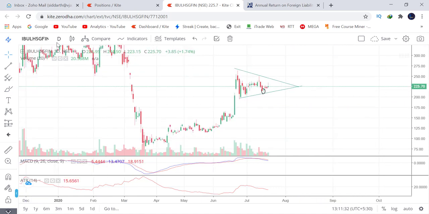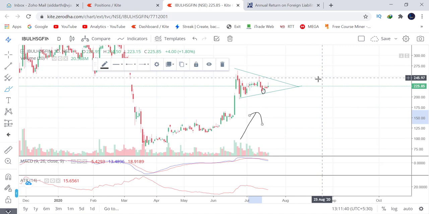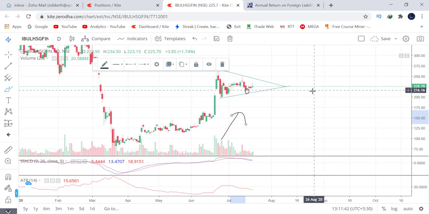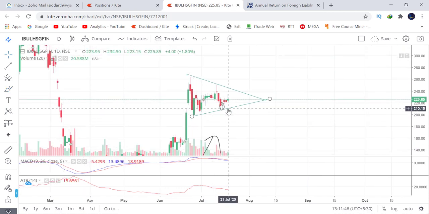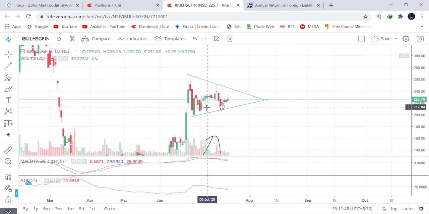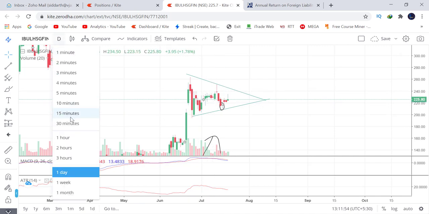This is a daily chart of Indiabulls Housing Finance, and I was saying that it was going for an uptrend and it was kind of forming a triangle pattern. Now, there are two ways to trade the triangle pattern. One is after the breakout happens, and another is the lower part of the triangle. To trade the lower part of the triangle, you want the momentum of the sellers to completely die off so that you can continue the buying, right?